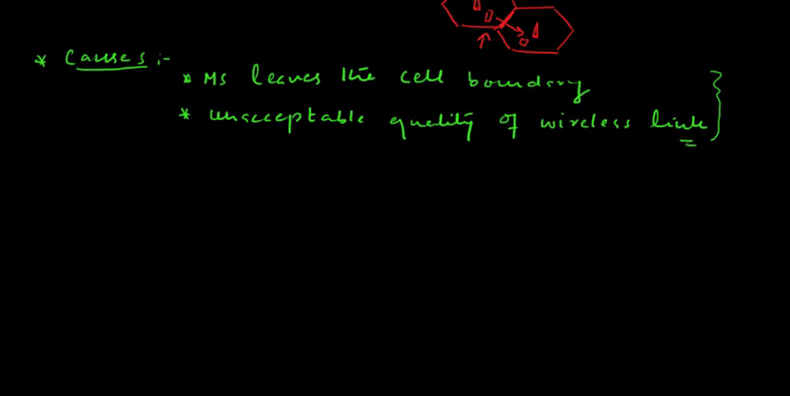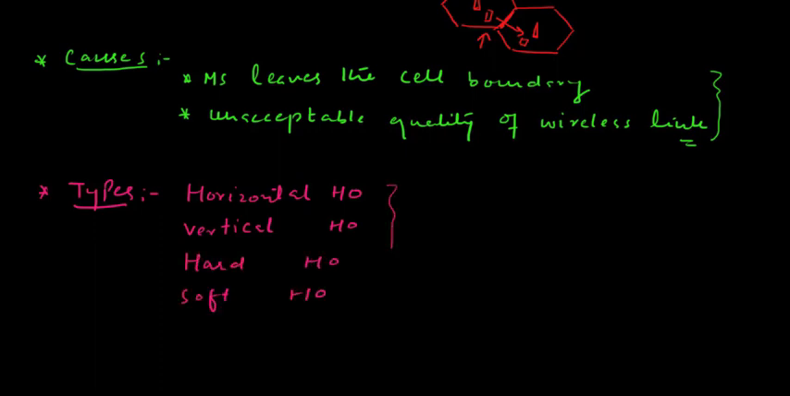Further, this handoff is of different types. You have horizontal handoff, vertical handoff, hard handoff, soft handoff. All these are the different types of handoff. In horizontal handoff, you have similar technologies on both the sides. In vertical handoff, you have different technologies. These are just basic definitions. You can easily go through them, and you will understand the basic definitions of handoff.